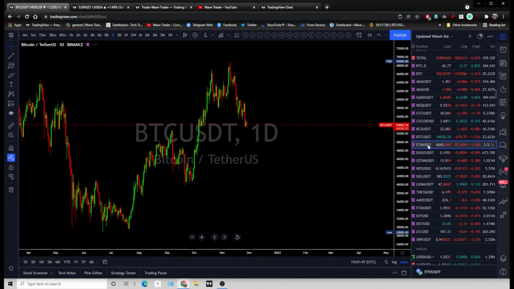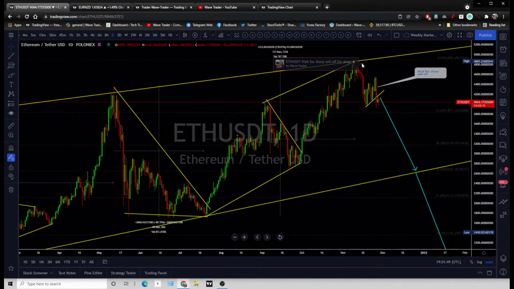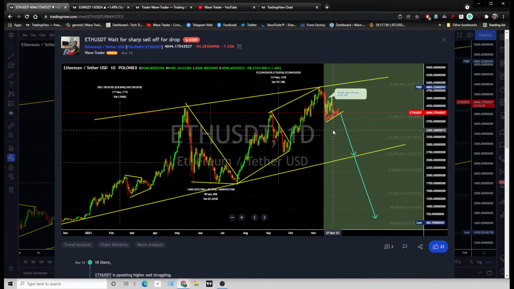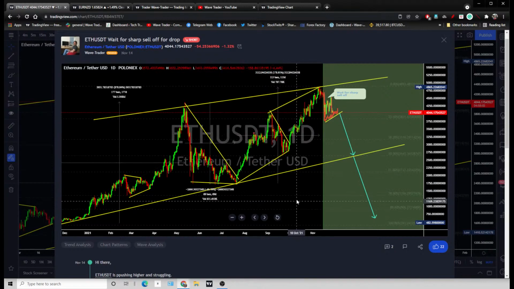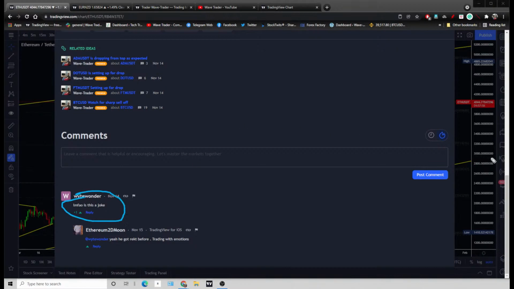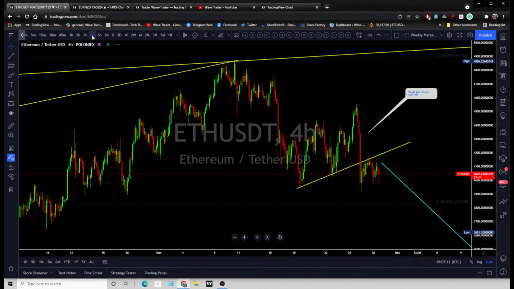Okay, so Bitcoin we have already seen. Ethereum, nothing new. Ethereum is also breaking down. So sharp move, it is just repeating the pattern which I have just drawn over there. And again, look at the comments, people, this is the joke. This chart is a joke. So those who don't understand, they have no idea how to look at that.